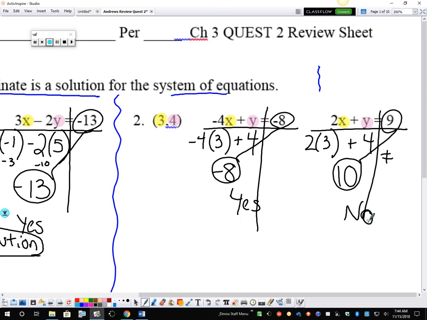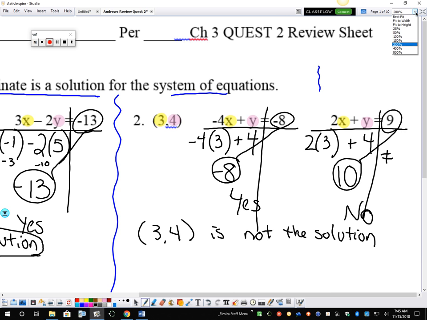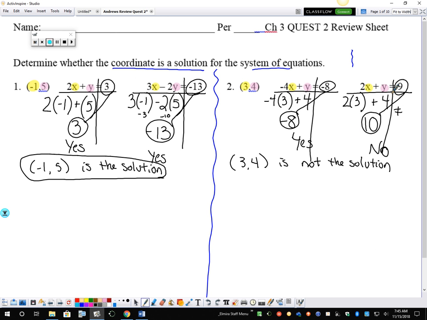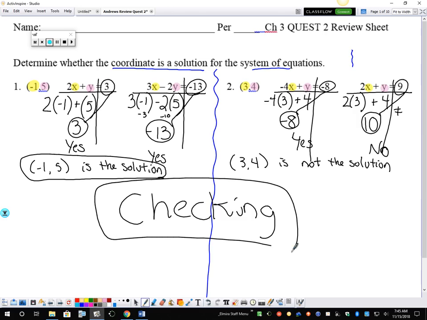And one more time, this is not done. If you want full credit, you have to show me that you understand how to interpret what a yes and a no means. A yes and a no means that 3, 4 is not the solution. Okay? So guys, 1 and 2 is all about checking. We have been checking and checking all the time throughout this whole chapter. So that's what you are doing on 1 and 2.